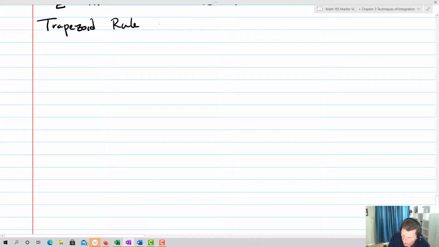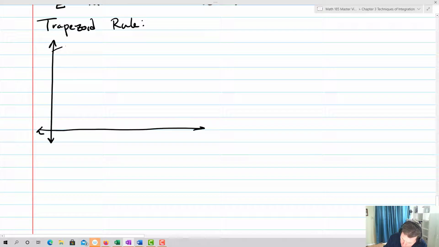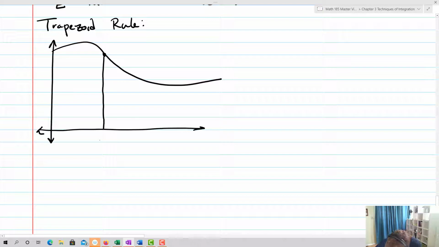The next rule that we're going to look at now is the trapezoid rule. And so the trapezoid rule is just another way of determining the value or the area underneath the curve. And so what we're going to do is imagine, again, I've got my curve. So this is my curve. And let's imagine that this is going to be xi, and here will be xi plus 1.